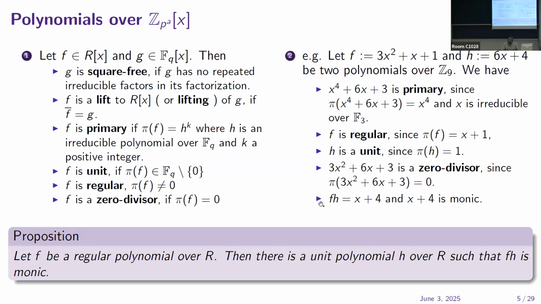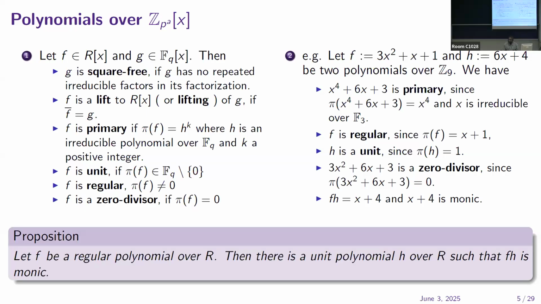When a polynomial F is not monic, because the coefficient of the leading term is 3, 3 is different to 1. Note that F is regular because F reduces to the polynomial x plus 1.